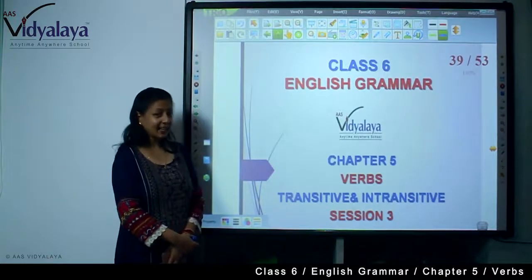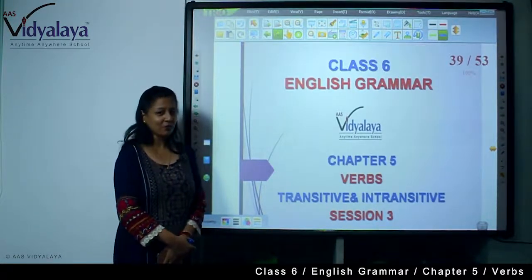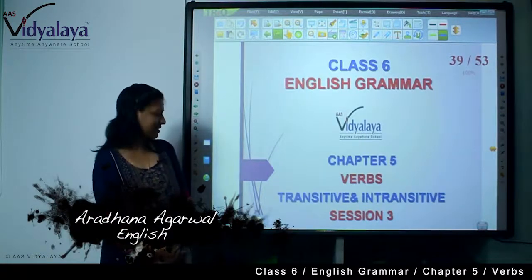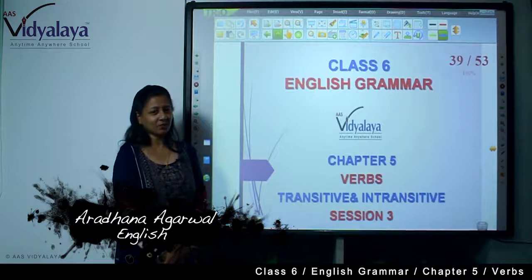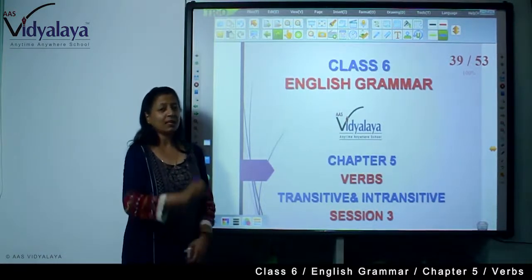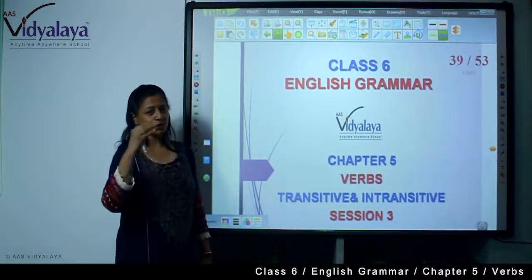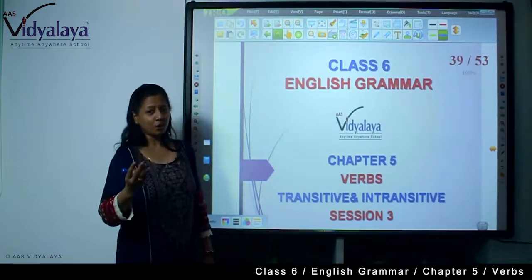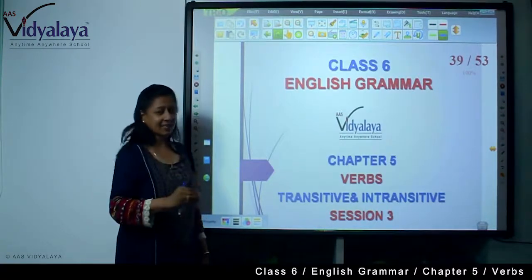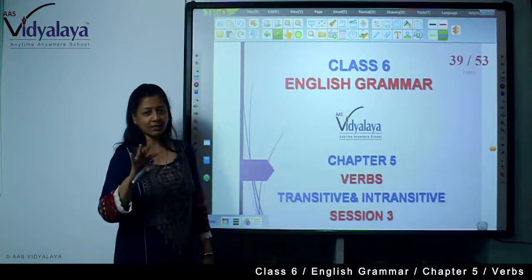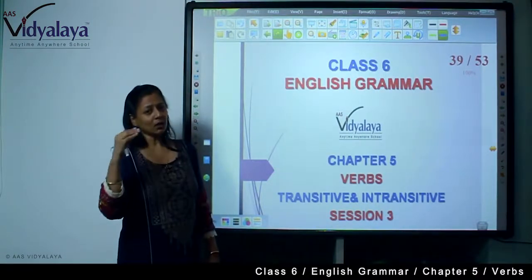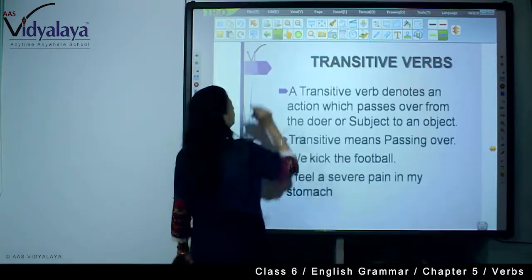It's class 6 English grammar. We are doing chapter 5 verbs, and this is session 3. We are going to do transitive and intransitive verbs. What are transitive verbs? In a transitive verb, the action passes from the subject or doer to an object. It's called transitive because it's a passing. And in an intransitive verb, there is no such thing. The action doesn't pass over from subject to object.